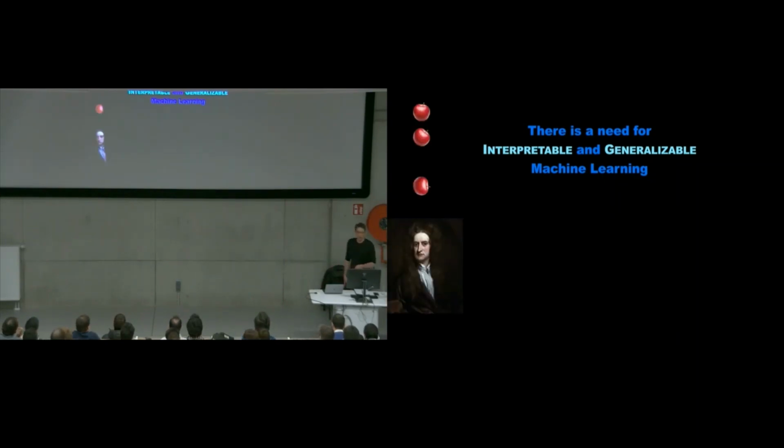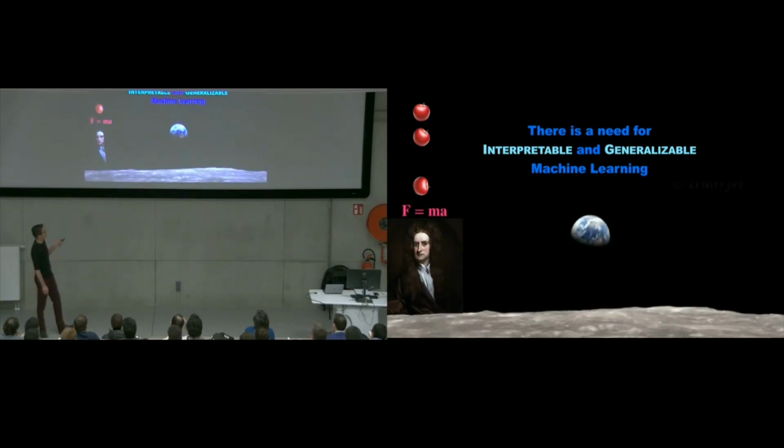So the example I like to give is Newton's law, F equals ma. F equals ma is the quintessential model that is interpretable and generalizable. It only has a few terms, and you can learn it from an apple falling on Earth, and you can use it to put people on the moon. That is generalization at work. You didn't have to collect data from failed missions to use F equals ma to land people on the moon.